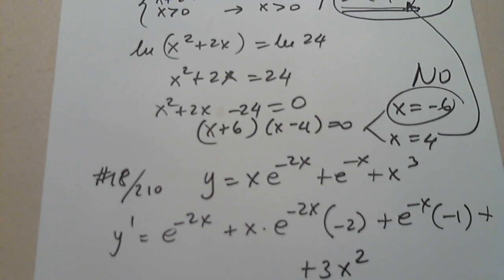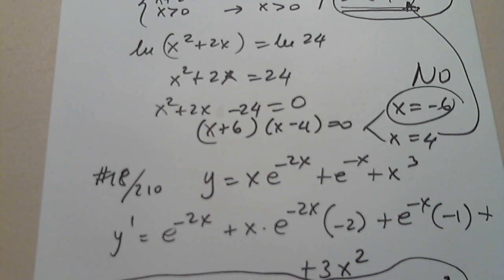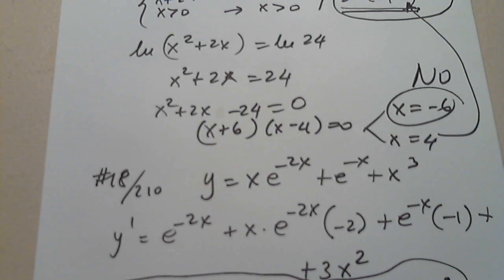There is nothing I can do. I just want to get rid of these parentheses. So e to -2x, then minus 2x e to -2x minus e to -x plus 3x squared. And there is nothing else we can do here. It has to stay as is. Good?